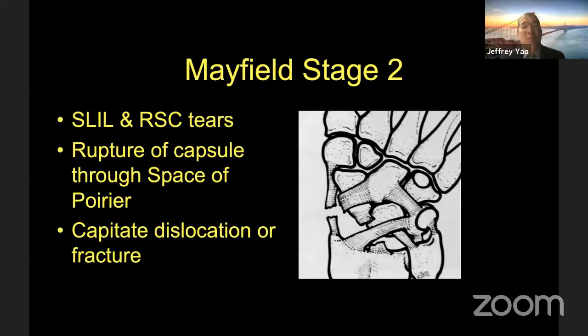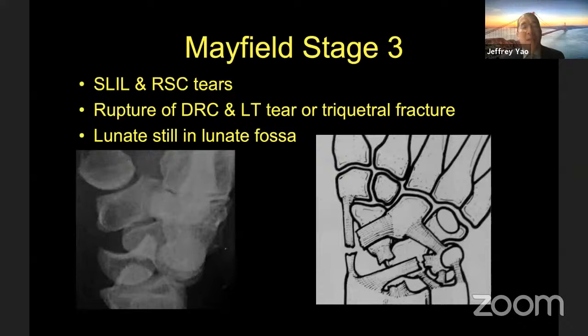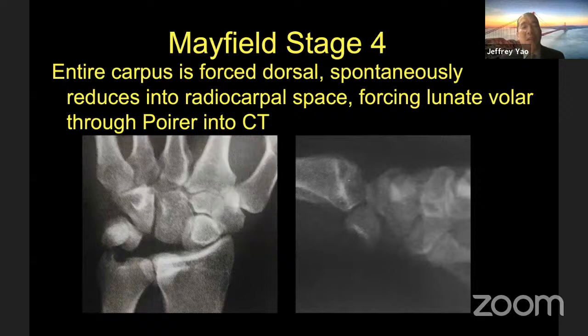Moving around clockwise with stage two, we have a rupture of the capsule through the space of Poirier, the capitate dislocation or fracture. And then stage three includes both of those injuries as well as an LTIL injury, but the lunate still remains in the lunate fossa. And lastly, with stage four, the entire carpus is forced dorsally, spontaneously reduces into the radiocarpal space, and in the process forces the lunate volar through the space of Poirier into the carpal tunnel. And that's a classic lunate dislocation, which we'll see.